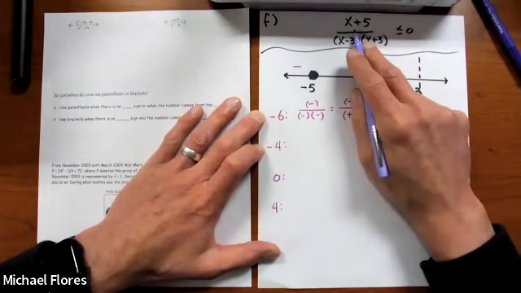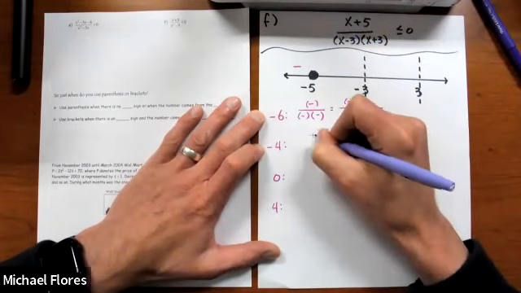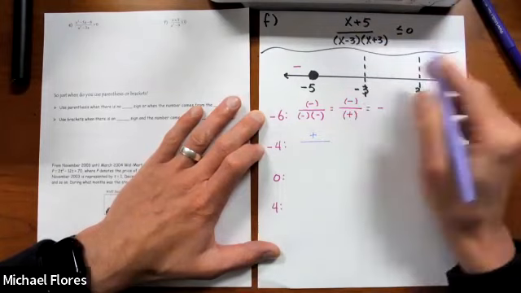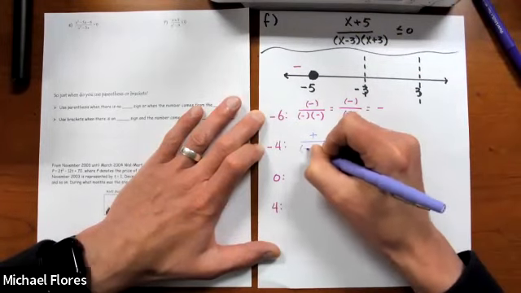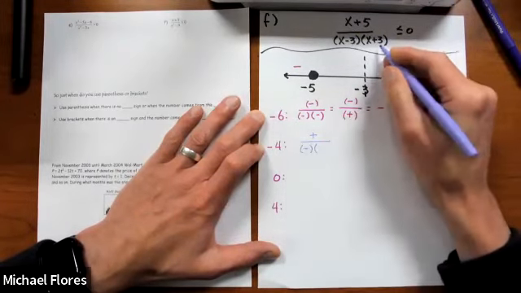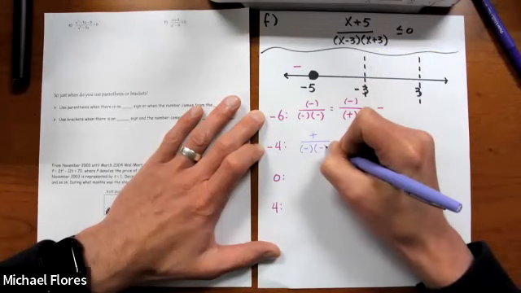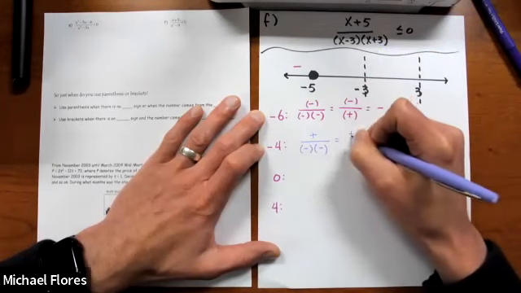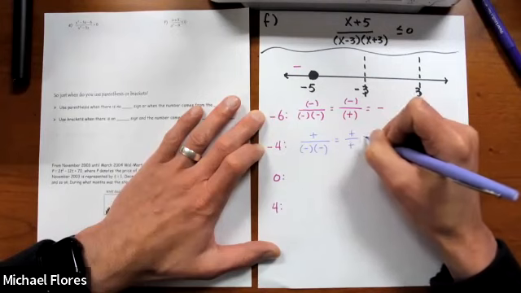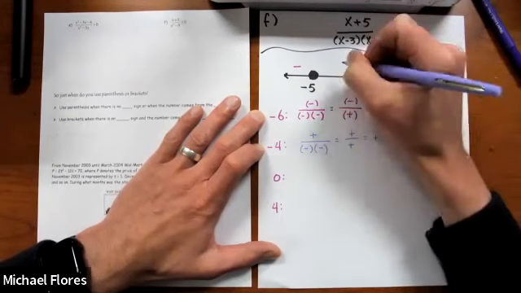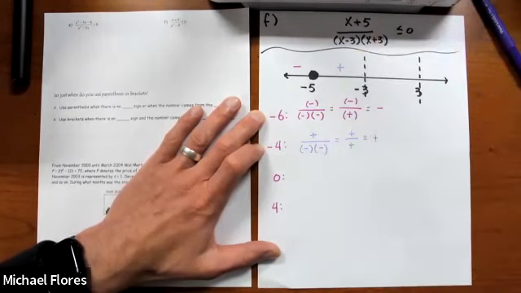Let's use -4 now. -4 plus 5, that's positive. -4 minus 3, that's negative. -4 plus 3, that's negative. So it looks like everything in this range is going to produce a positive result.